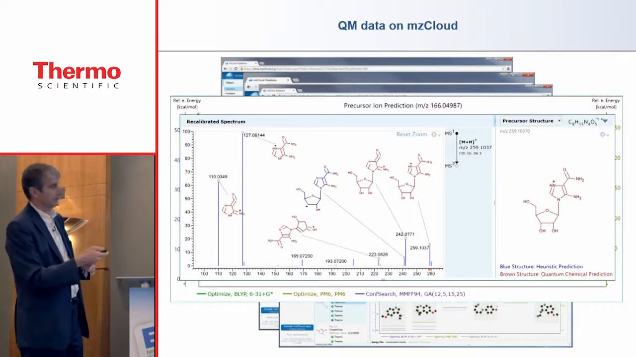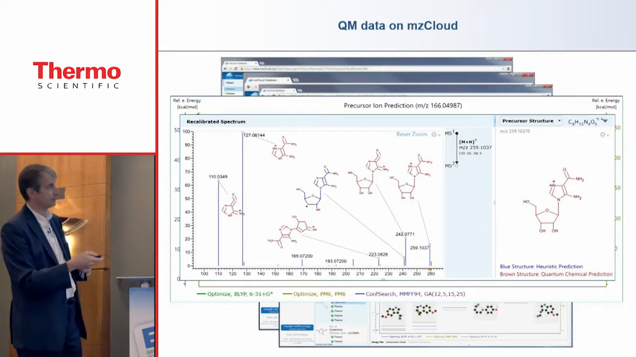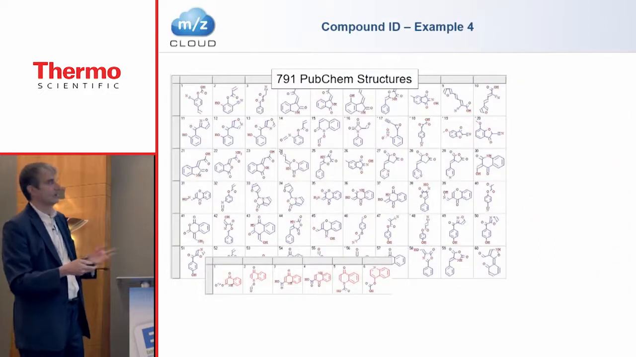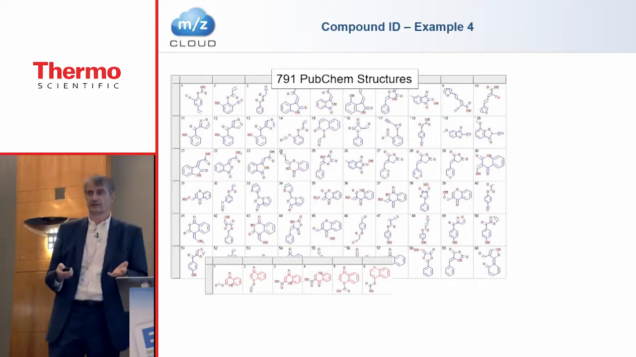Red are our quantum chemically calculated fragments, and blue are heuristically calculated fragments. So those heuristics wait to be calculated quantum chemically. Why do we need those high quality fragments?